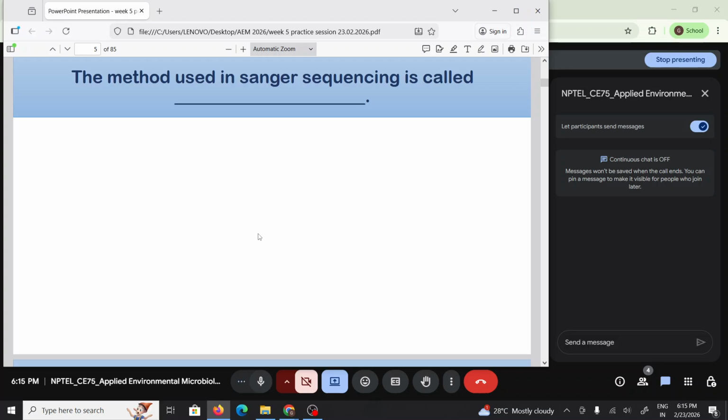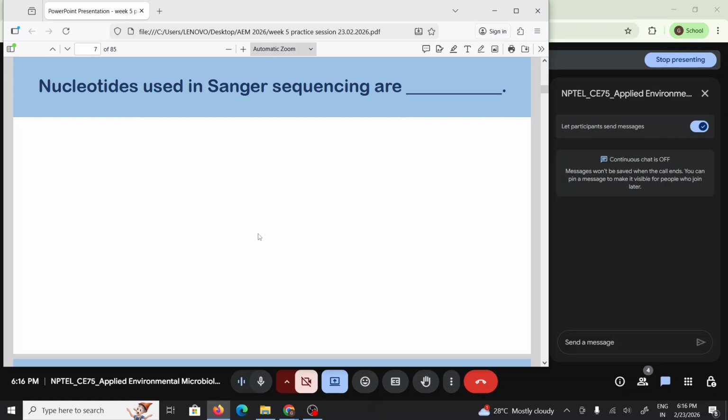Okay, so we are going to monitor the DNA synthesis, and it stops at one point. Wherever it stops, based on that we find out the sequence of the DNA, and hence it is called the chain termination method. We have a long DNA sequence, and at some point, because of the components that we add in Sanger sequencing, the chain elongation is stopped. That is known as the chain termination method. Next, a simple question: what are the nucleotides that we use in Sanger sequencing?